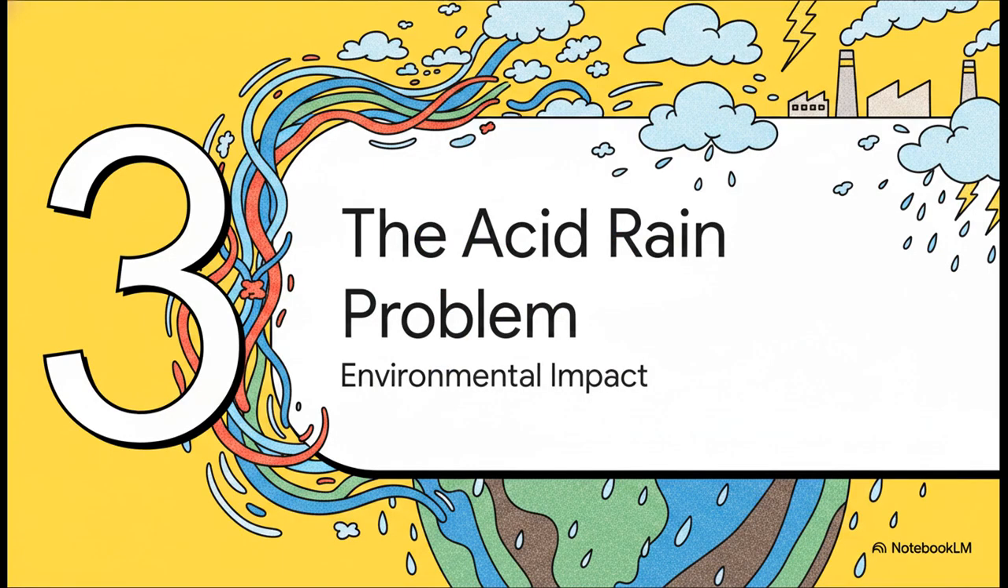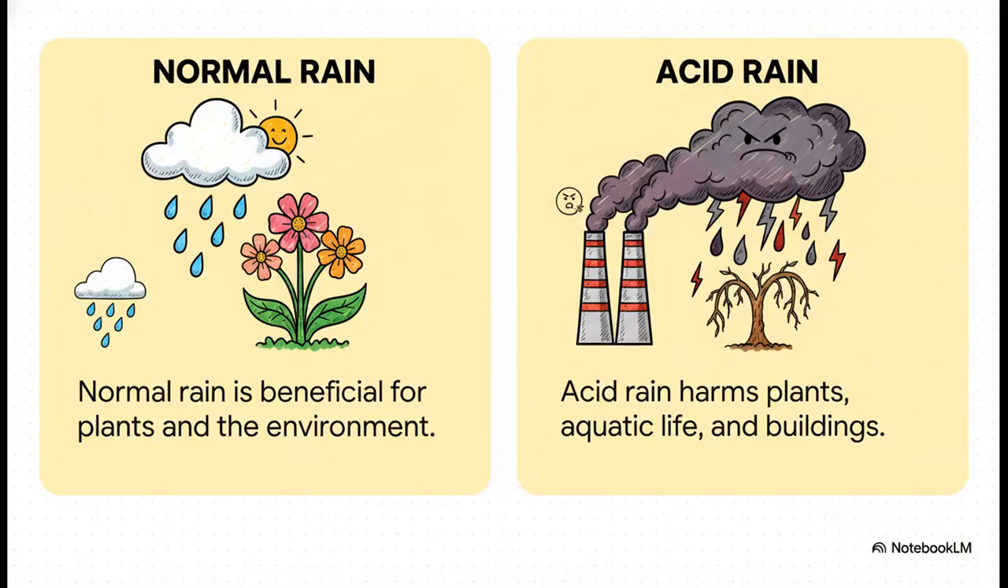Okay, let's zoom out a bit for section 3, the acid rain problem. You might be surprised to learn that even perfectly normal, completely pristine rain is actually slightly acidic. It hovers right around a pH of 5.6. And that's totally natural.